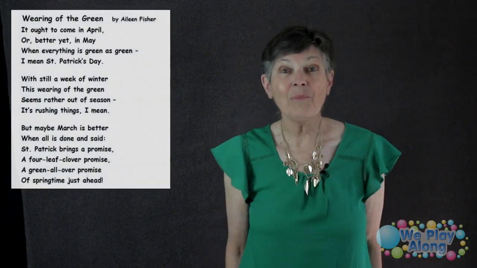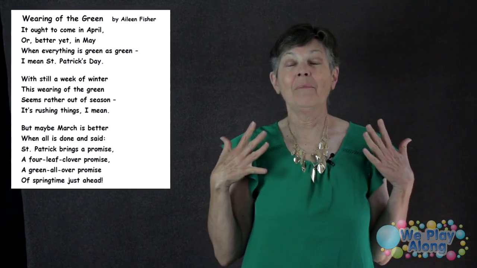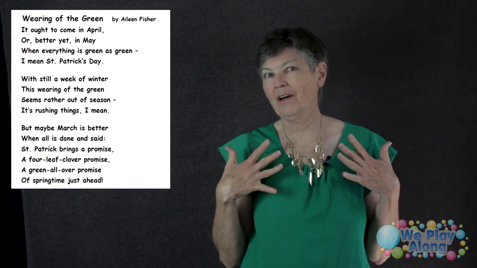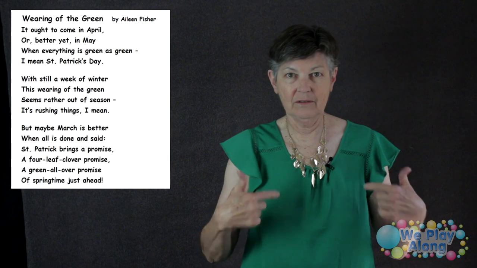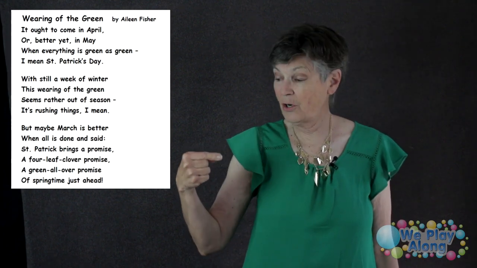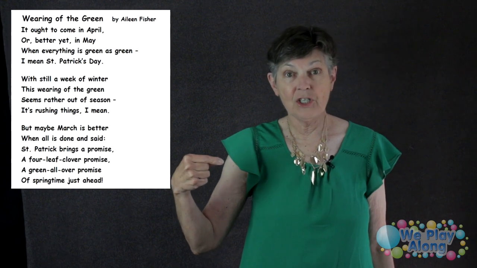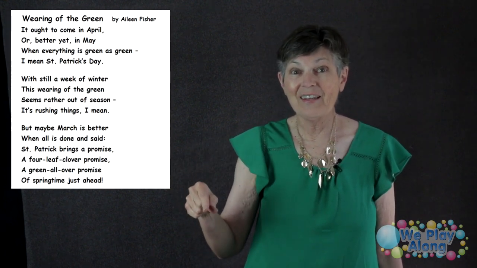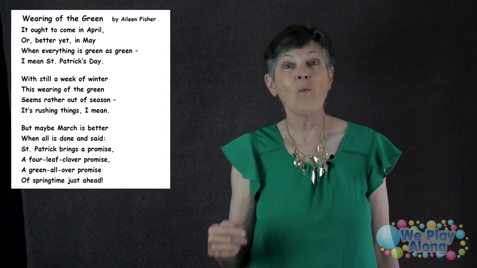Now our last March poem is about one of my favorite days. I just love March because my favorite color is green, hence green. Okay, so the sign for green: green starts with the letter G, so you're gonna make a G here and flick it twice, and this is the color green. And this poem is called Wearing of the Green.